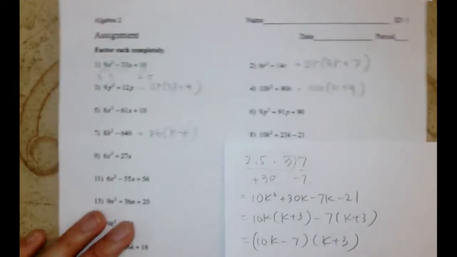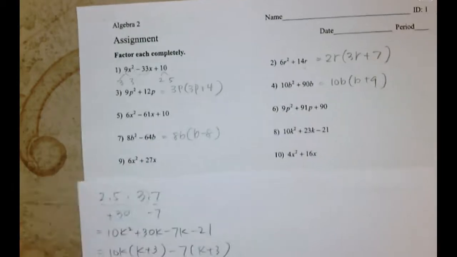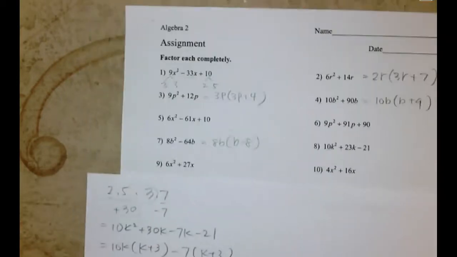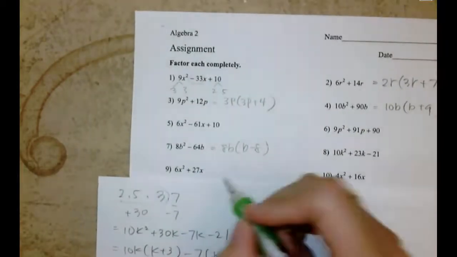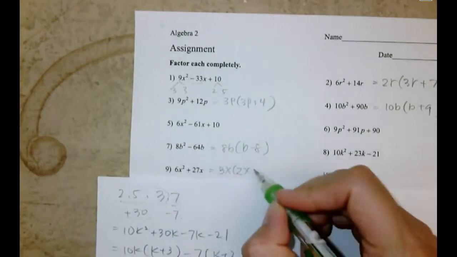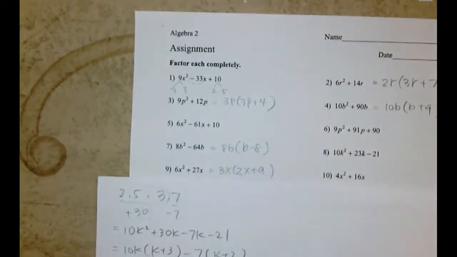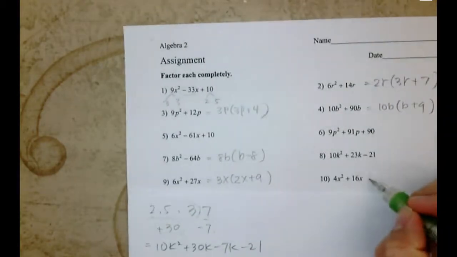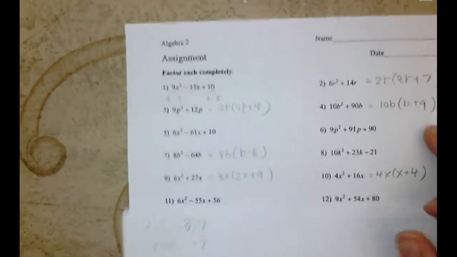Okay, 8 is done. 9 is a binomial, so you just take the 3x out. That is 2x plus 9. And this one you're going to take 4x out. So that's x plus 4. These are easy, huh?